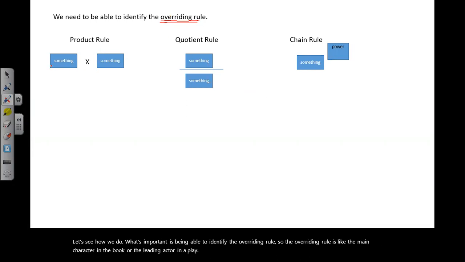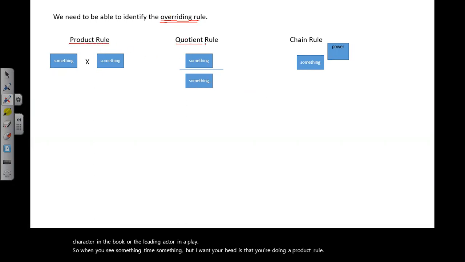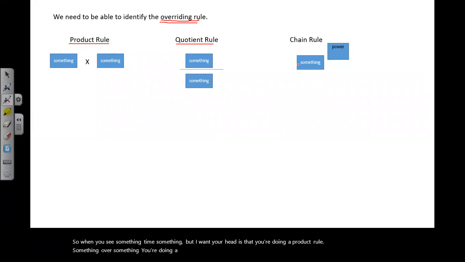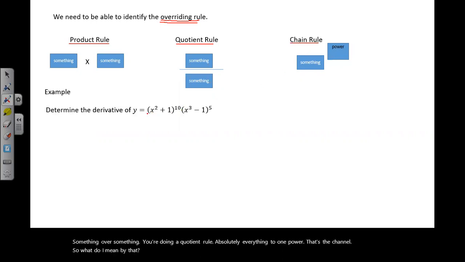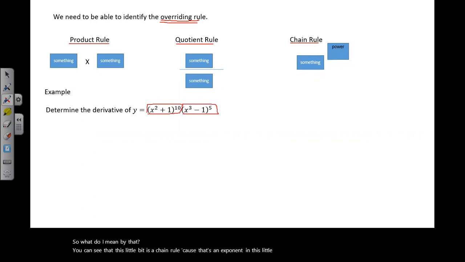So when you see something times something, what I want in your head is that you're doing a product rule. Something over something, you're doing a quotient rule. Absolutely everything to one power, that's the chain rule. So what do I mean by that? You can see that this little bit is a chain rule because that's an exponent, and this little bit is a chain rule because that's an exponent.